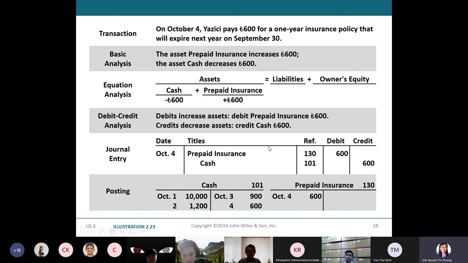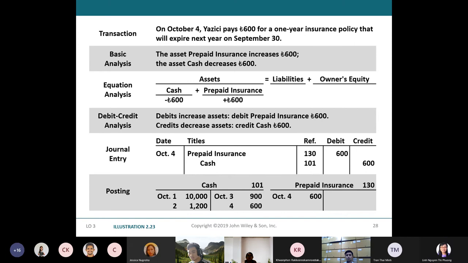Can you explain that one again? I'm not yet clear with that. Which one? This one. Okay. When we pay for the expense before we use it, this is for 1 year, and it will expire September next year. So in this case, when we pay for some expense before we use it, we call it prepay expense. And the name would be prepay insurance in this case. Prepay insurance is an asset because it will give us the benefit of insurance in the future. We're going to get the insurance from the company in the future.